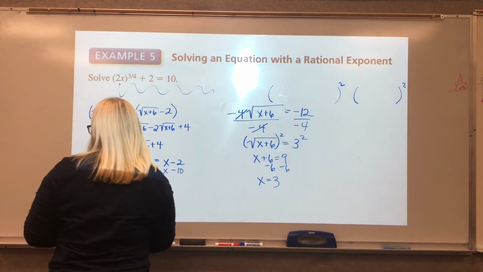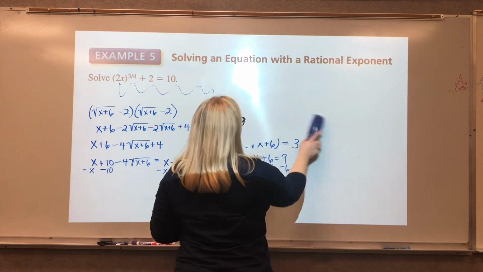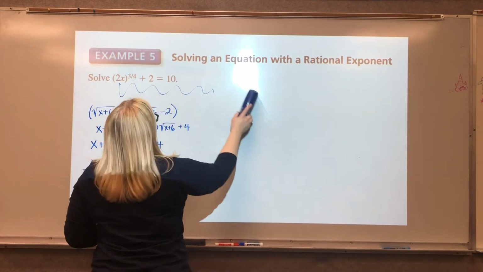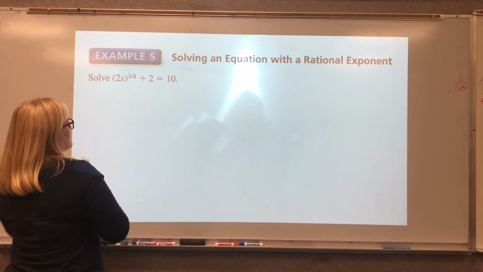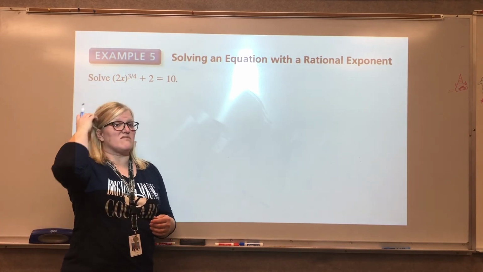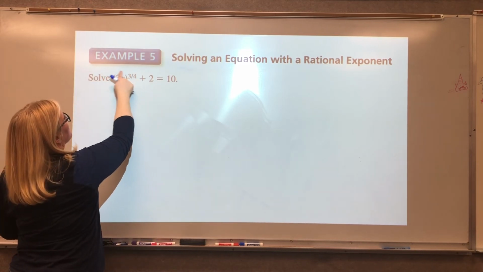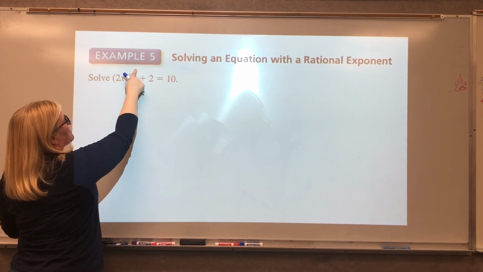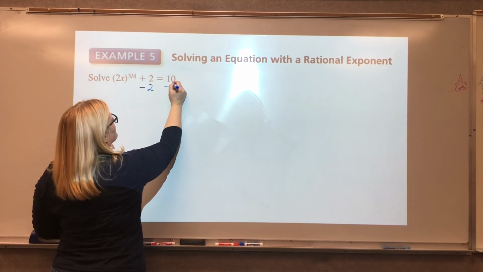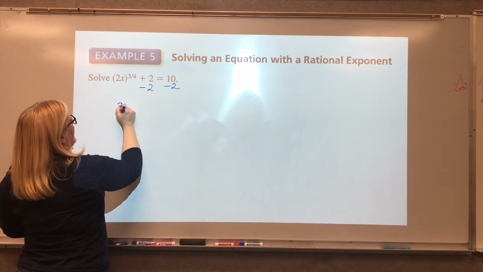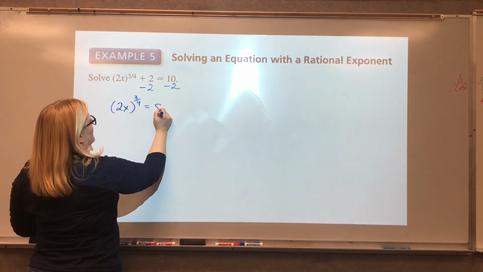Okay, so let's do the same thing, but this time, instead of things being in radical form, we're going to have them in rational exponent form. And I actually really like this. I think it makes a lot of sense. So, okay, we want to get the term with the exponent in it by itself. So I'm going to subtract 2 from both sides, and I get 2x to the 3/4 equals 8.